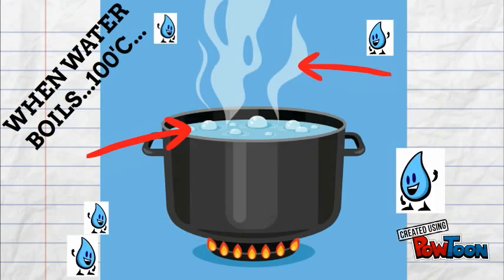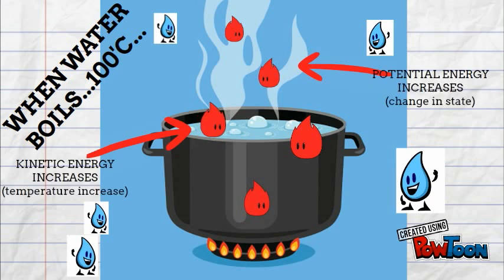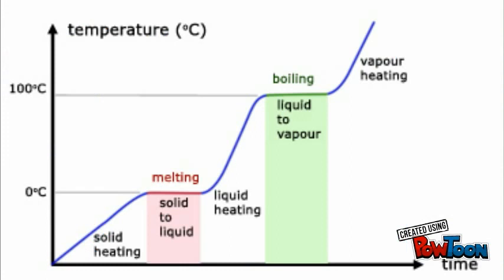When water reaches boiling point, which is 100 degrees Celsius, what happens? As a change in state, potential energy increases and liquid water changes to water vapor. As an increase in temperature, the temperature of the water increases by increasing the kinetic energy. Here's a graphical way to show an object when increasing temperature and changing state. With the steeper slopes, it shows that kinetic energy is increasing, therefore temperature is increasing. Remember, temperature is the average kinetic energy of an object.